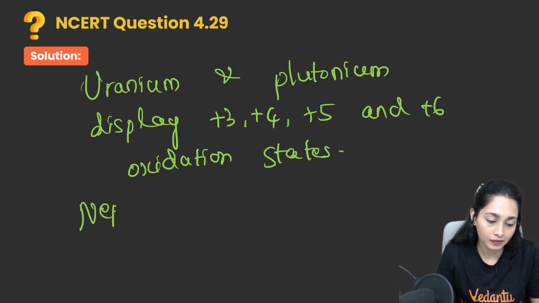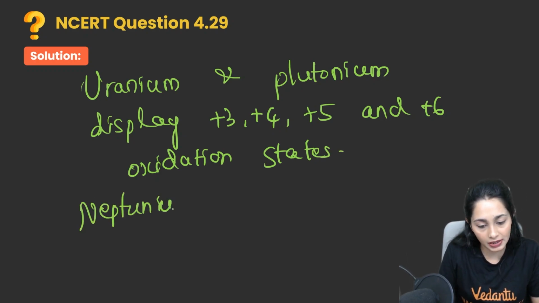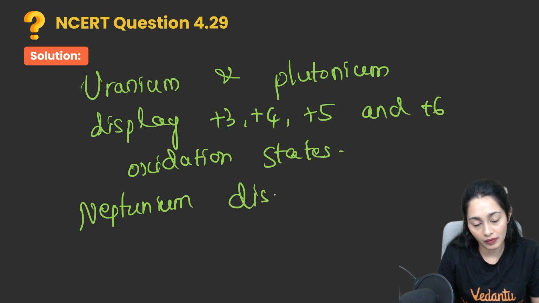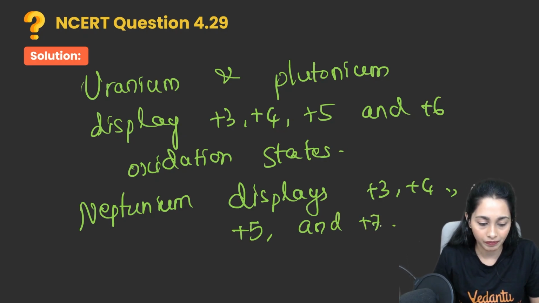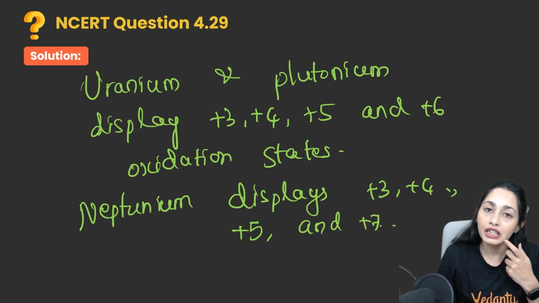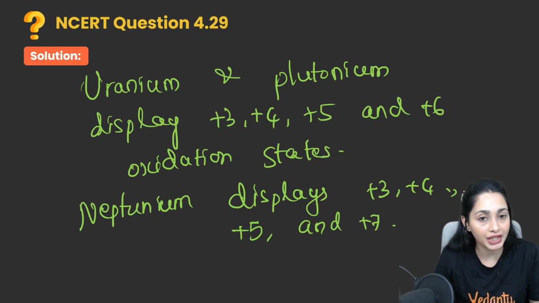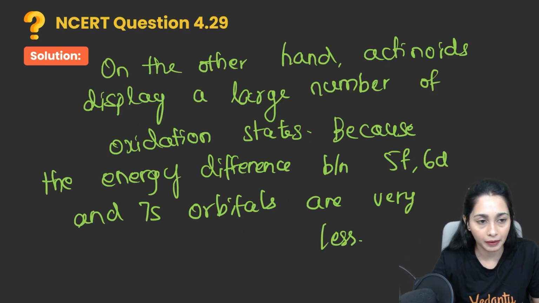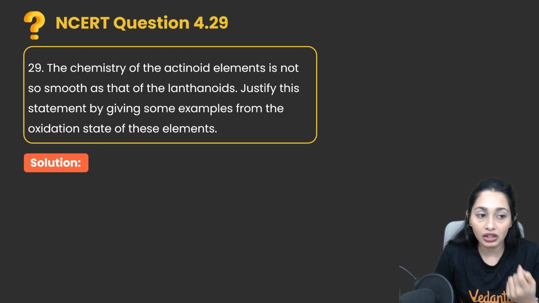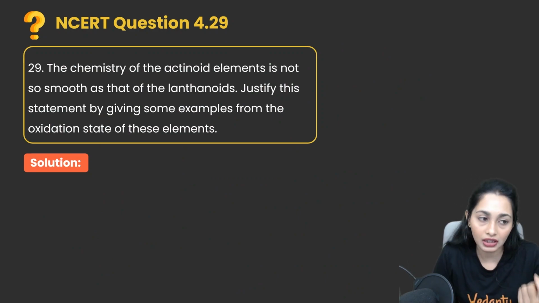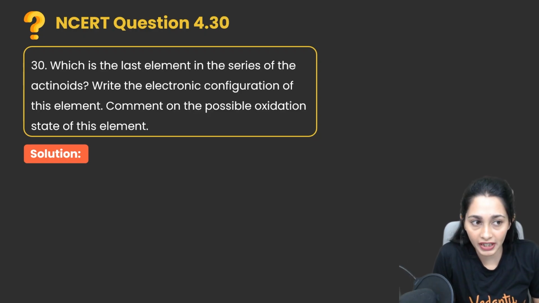Neptunium displays +3, +4, +5 and +7 oxidation states. Even when it comes to actinoids, the most common oxidation state is +3 again. So the chemistry of the actinoid elements is not as smooth as that of the lanthanoids.